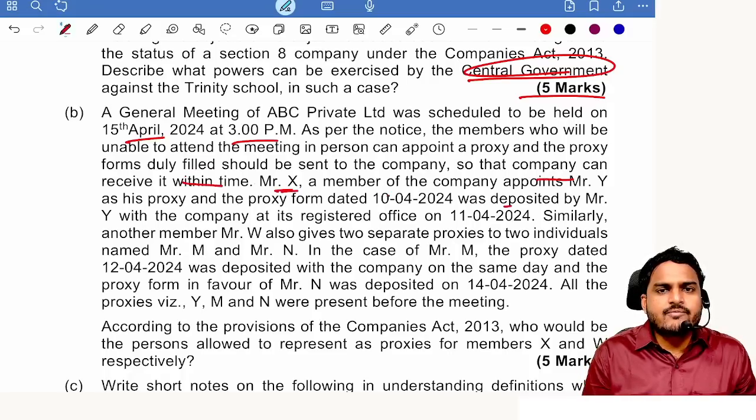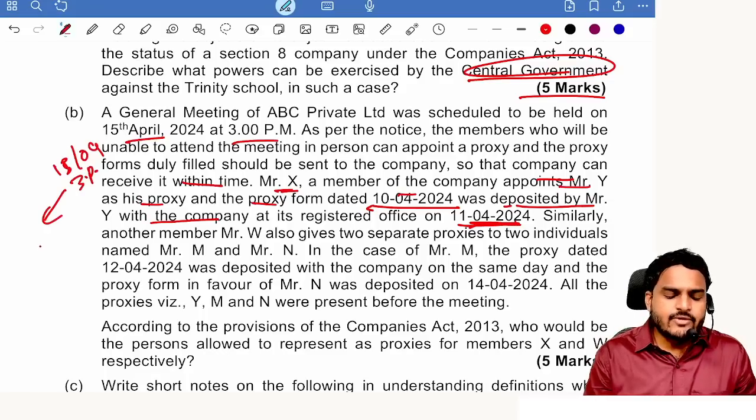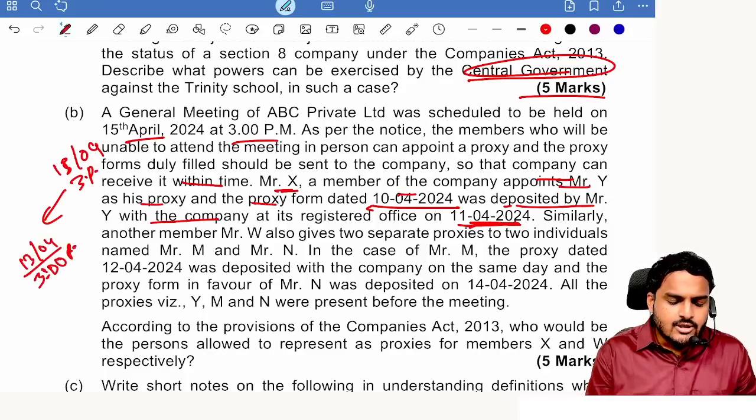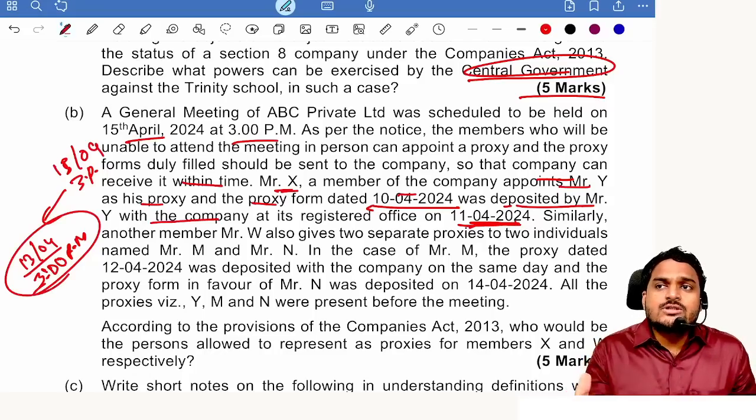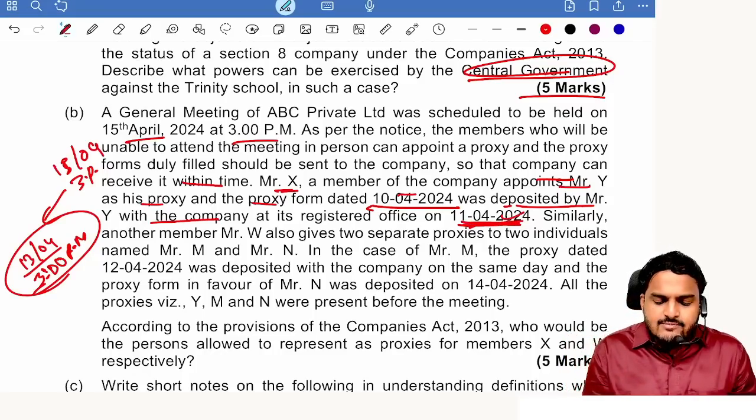Mr. X, a member of the company, appoints Mr. Y as his proxy, and the proxy form dated 10th April 24 was deposited by Mr. Y with the company at its registered office on 11th April. Now, the meeting is 15th April 3 p.m.; just go back 48 hours. That is 13th April 3 p.m. By this time the company should receive it. 11th April is within the time.